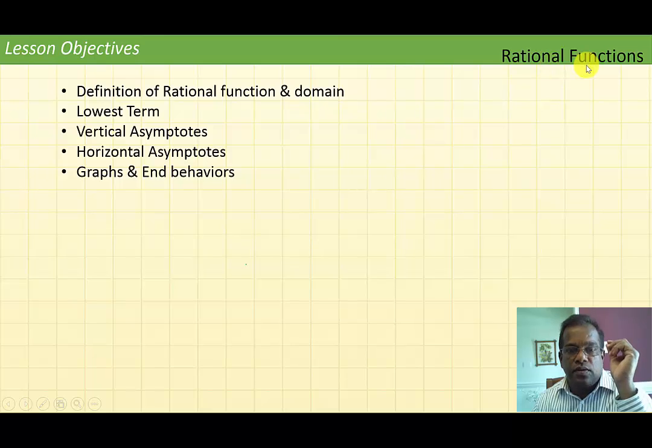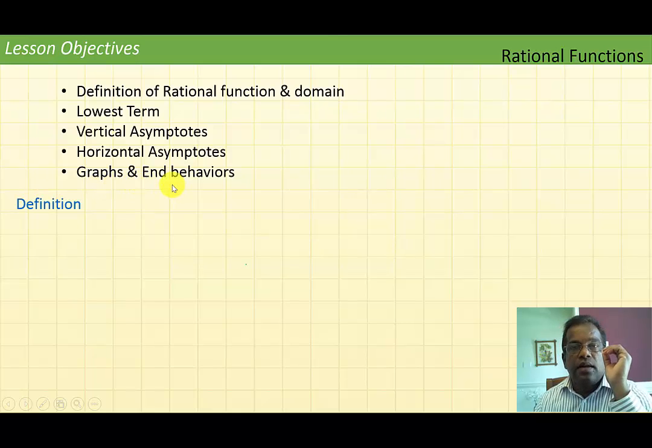Rational functions. In this lesson, we're going to talk about the definition of rational function and their domains, the rational function in lowest term, the vertical asymptote and horizontal asymptotes of the graphs of rational functions, and of course the graphs and their end behaviors.